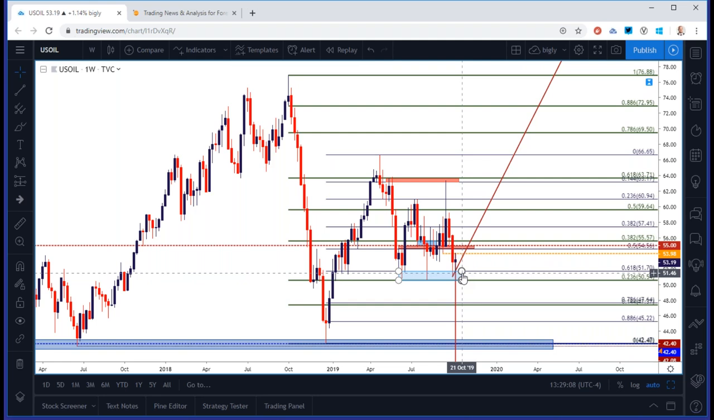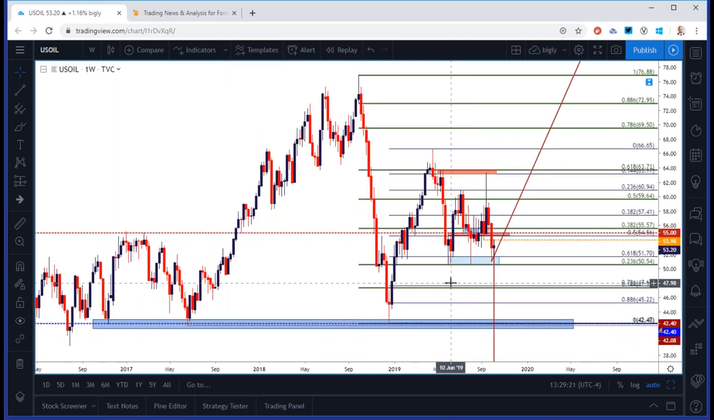that next corner. So a break below 50.54 opens the door for a 50 retest, which opens the door for a 47.50 test, 45s along the way. But it's that 42 area around the three-year lows that remains very, very interesting.